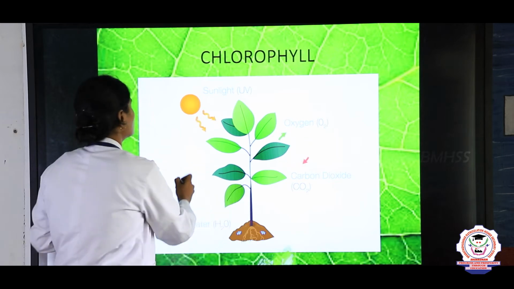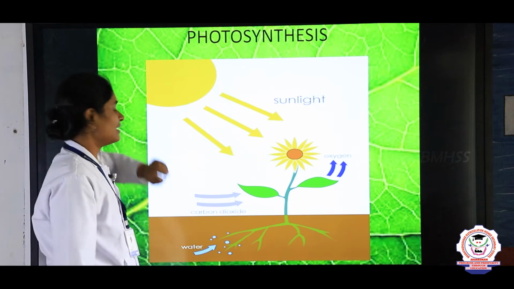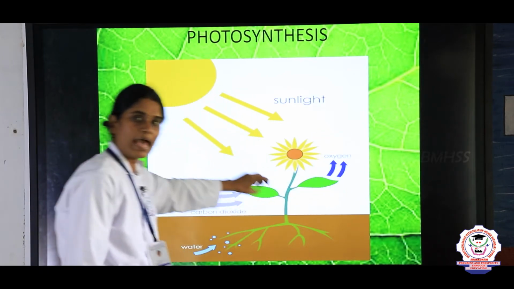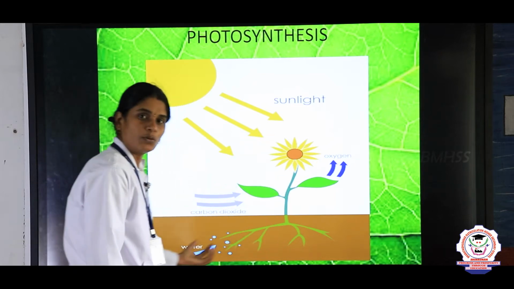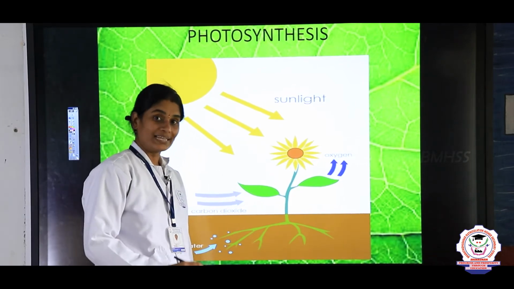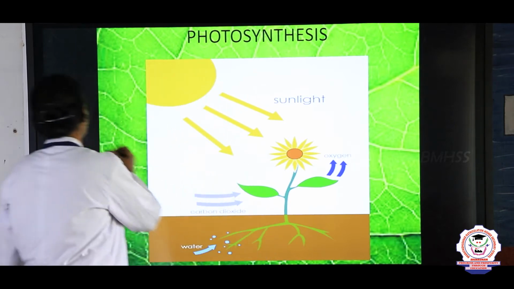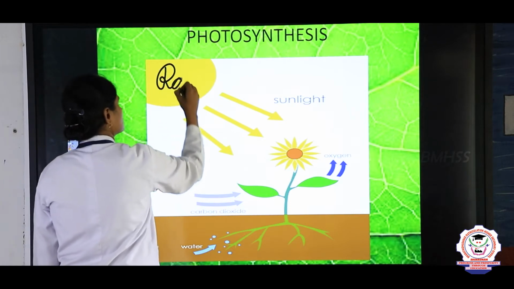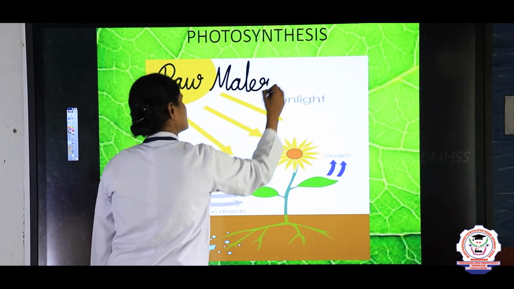Now let us see. You can see here the sunlight is absorbed from the air, the carbon dioxide is absorbed, and through the roots the water is absorbed. Now let us see what raw materials are needed for a leaf to prepare the food. Let us write. These are called the raw materials.